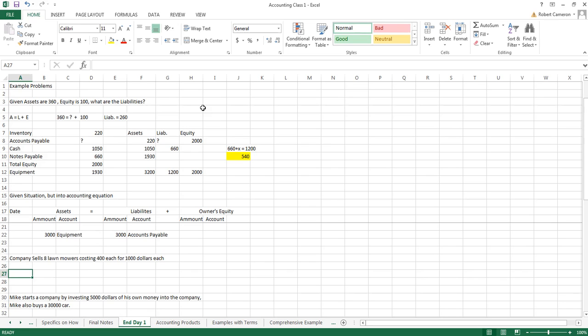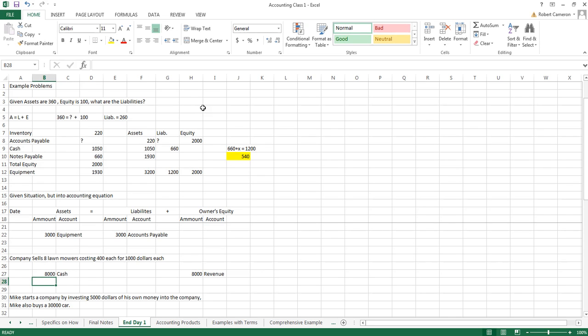A company sells 8 lawnmowers costing $400 each to the customer for $1,000 each, and that just means their inventory is at $400 each. So again, every time you sell inventory, it's going to have two aspects to it. First, let's take care of the revenue. Well, they sold it for dollars, they said. They didn't say on account, so we can assume that they received cash. So 8 lawnmowers at $1,000 each, $8,000 in cash. Over here, $8,000 in revenue.